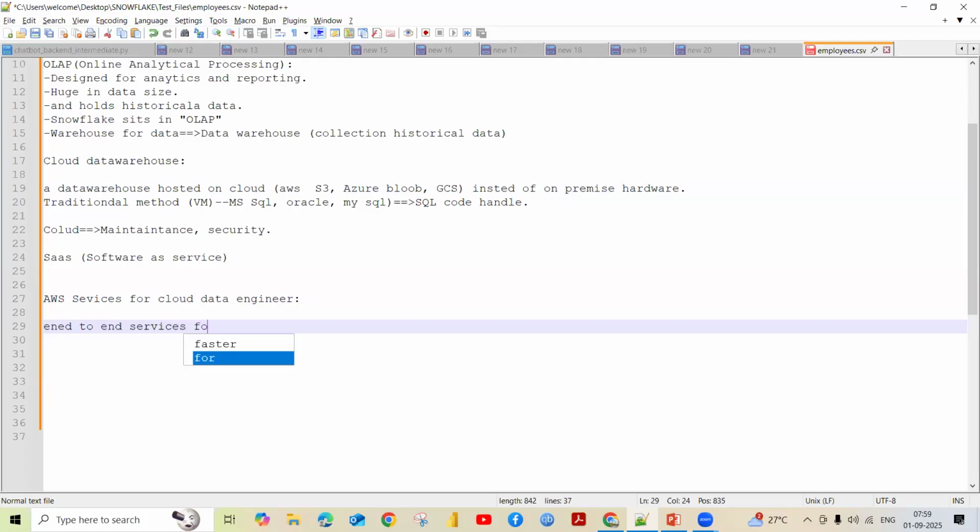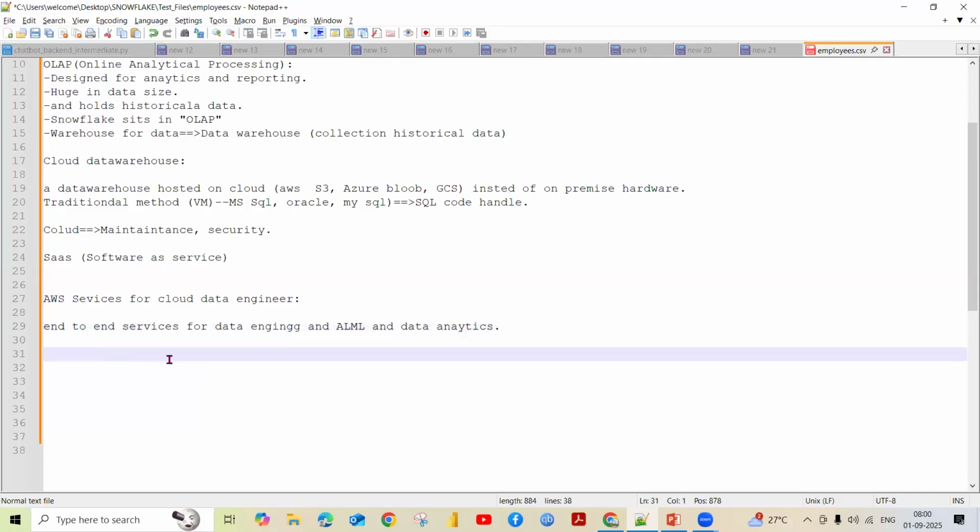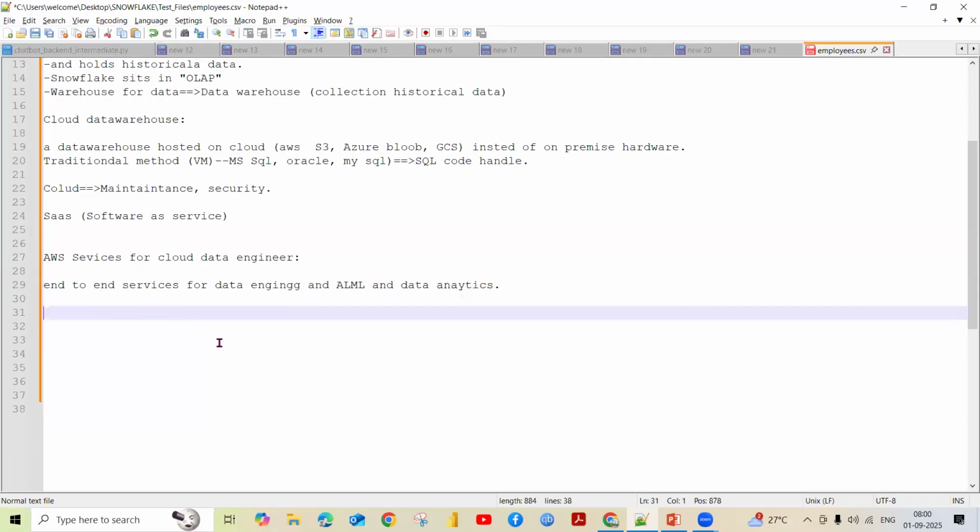services for data engineering, AML, and data analytics. So it offers end-to-end services. But as a Snowflake developer, we will learn the services which are required for cloud data engineering in Snowflake. So what are those services?